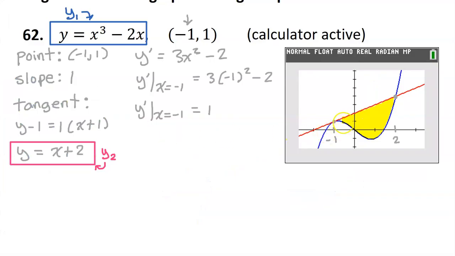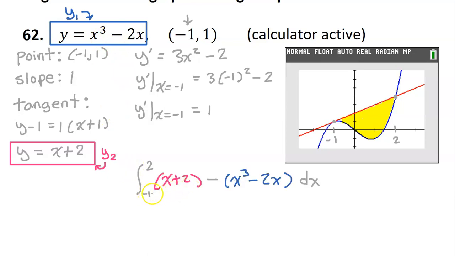If we integrate with respect to x, we can find the area between these two curves by integrating the top curve minus the bottom curve. So we will integrate from -1 to 2. The top curve is the tangent line. So that's going to be x plus 2. And then minus the bottom curve, which is the cubic function.